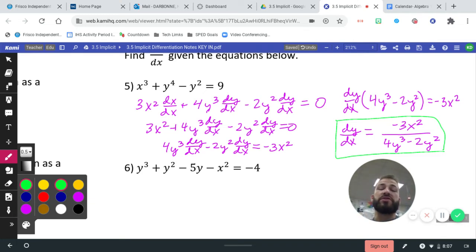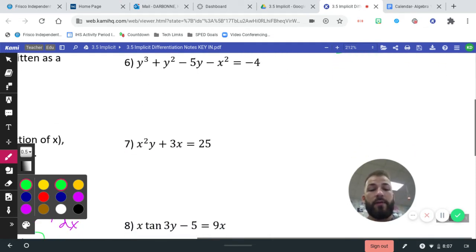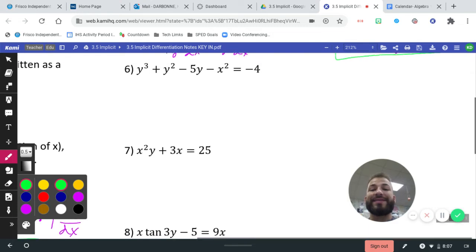Okay, so just to run down the steps again: derive everything. X terms get dx/dx, y terms get dy/dx. Then move all non-dy/dx terms to the right side. Keep all dy/dx terms on the left side. Factor out that dy/dx. Divide over what you have left. Okay, I'm going to let you all go ahead and try 6 on your own.